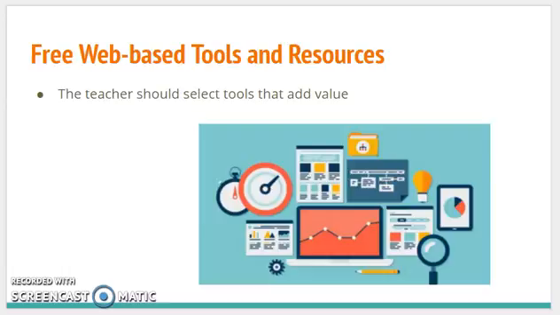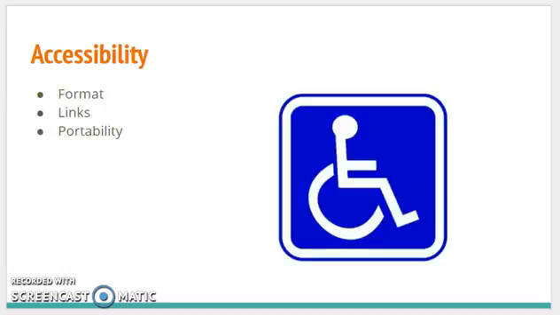Free web-based tools and resources. The teacher should select tools that add value to the course content. Accessibility, 3 key points. Format. The format must be accessible to the students and necessary downloads should be within reach. Links. Provide a link to resources that are not accessible where the information is referred to. Portability. Make large files available in a portable and downloadable format.